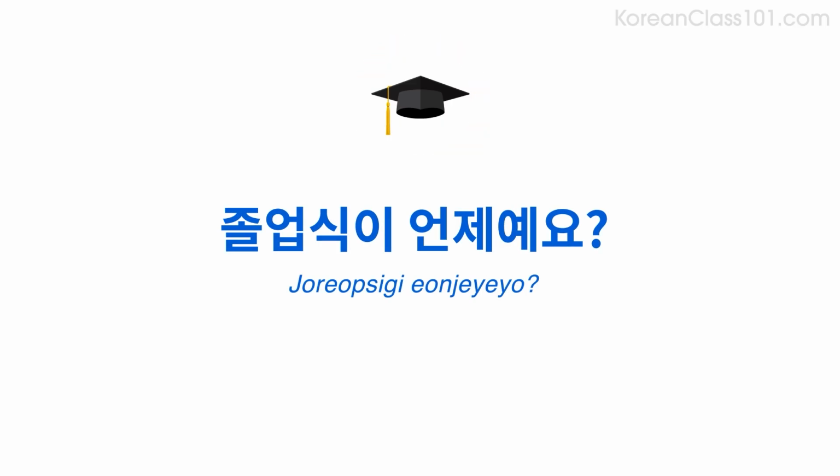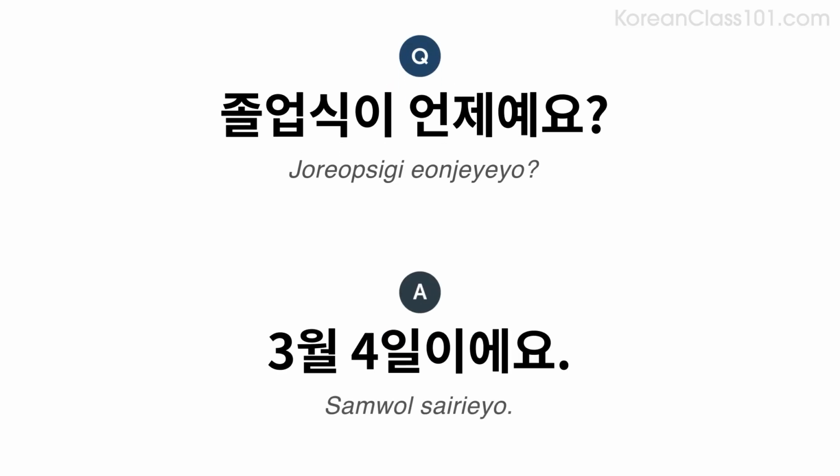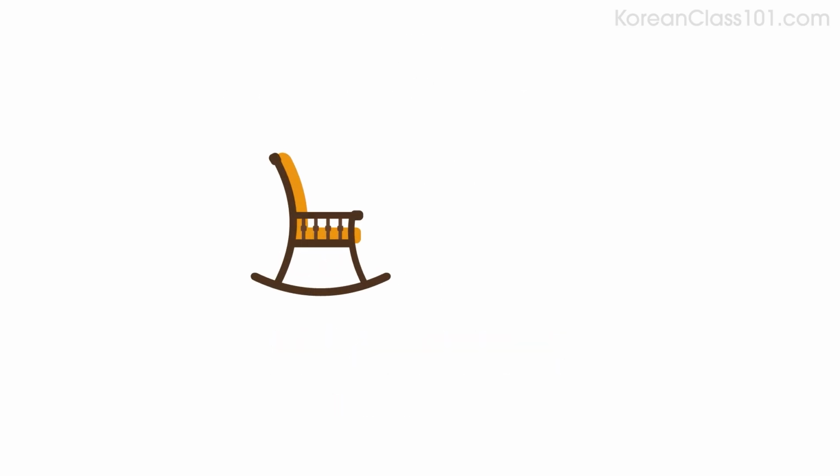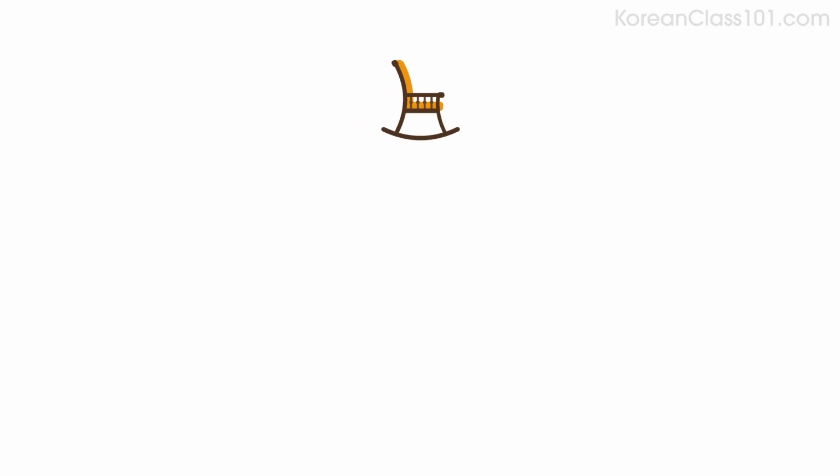졸업식이 언제예요? Now ask and answer the question, saying your graduation is on March 4th. 졸업식이 언제예요? 3월 4일이에요. Now imagine your retirement is coming up. Do you remember how to say your retirement? 은퇴식. 은퇴식. Say, when is your retirement?